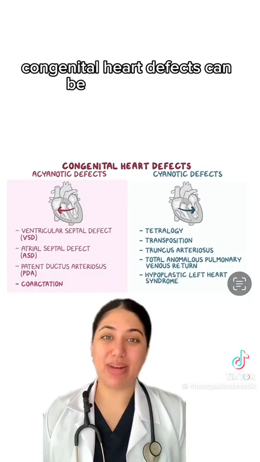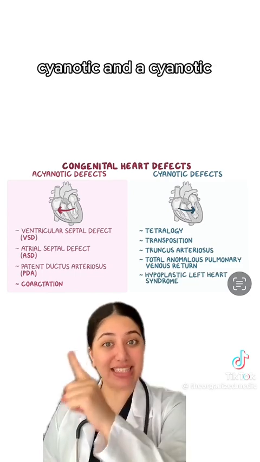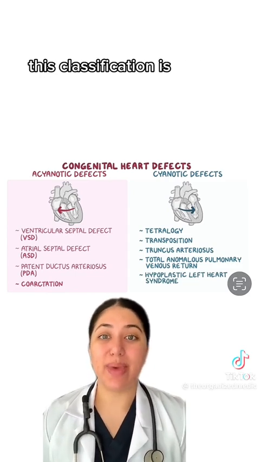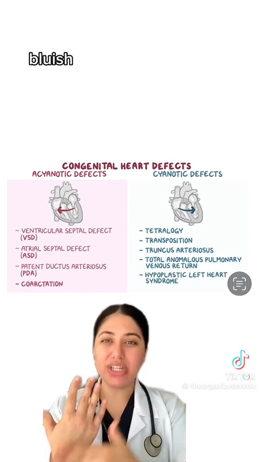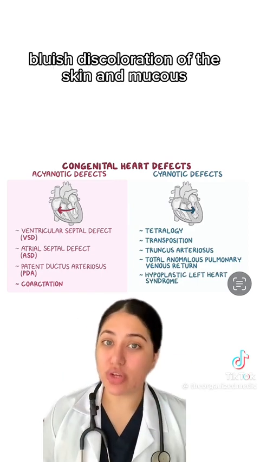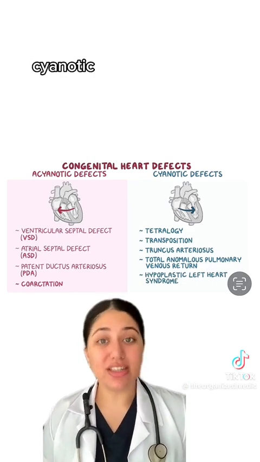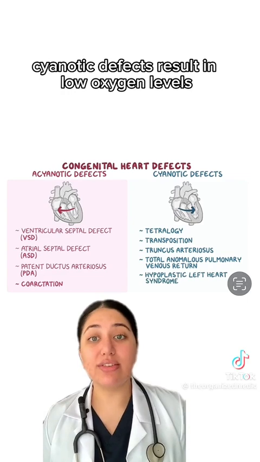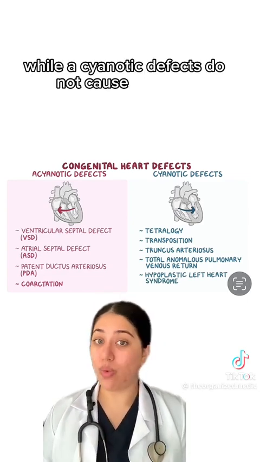Congenital heart defects can be classified into 2 main categories: cyanotic and acyanotic defects. The classification is based on the presence or absence of cyanosis, which is the bluish discoloration of the skin and mucous membranes due to decreased oxygen levels in the blood. Cyanotic defects result in low oxygen levels and cyanosis, while acyanotic defects do not cause cyanosis.